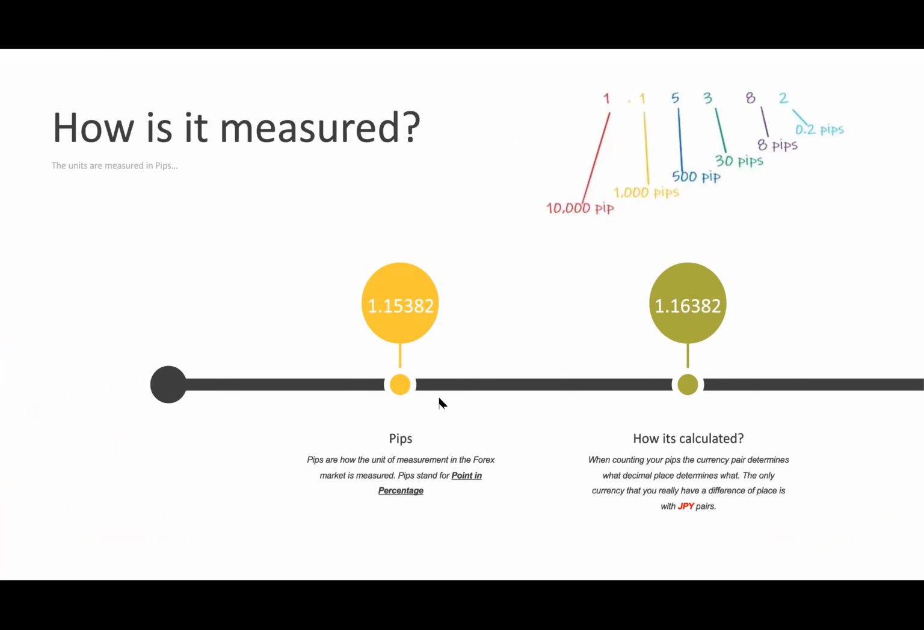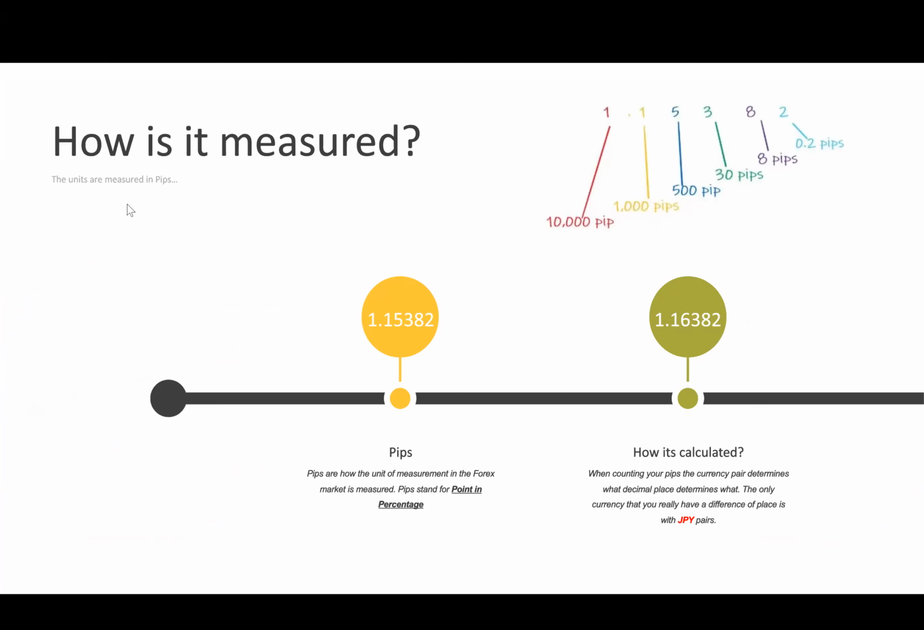So how is it measured? How are we measuring this market? Like, how are moves measured? What are these numbers we're seeing, right? They're usually called pips. Pips are points in percentage. Pips are the unit of measurement in the forex market, and that's how it is measured.